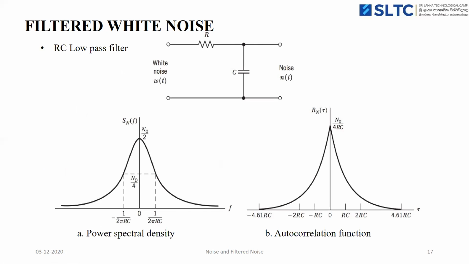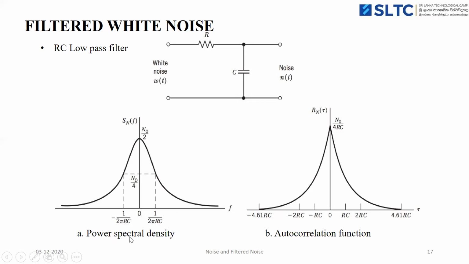Here it is showing the circuit diagram for the RC low pass filter. It consists of one resistor and a capacitor. The input is white noise, w(t), and the output is denoted by n(t).